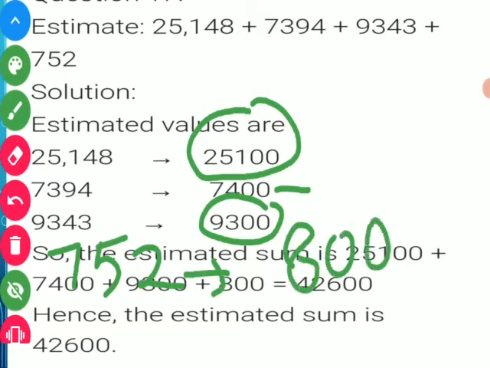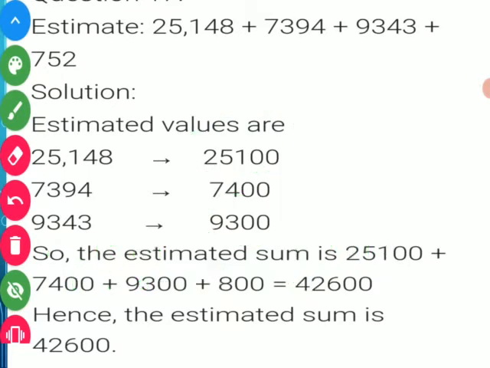So now we have to do the addition of these numbers. So let's perform the addition. When we add 25,100 plus 7,400 plus 9,300 plus 800, you will get 42,600. So the estimated sum of the given numbers will be 42,600.